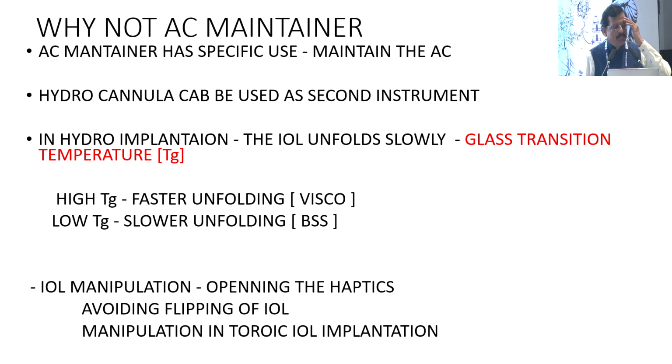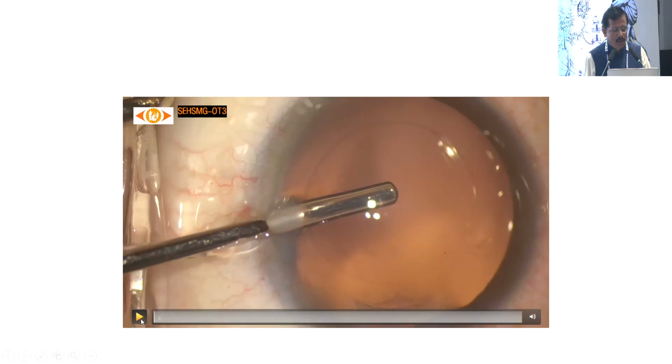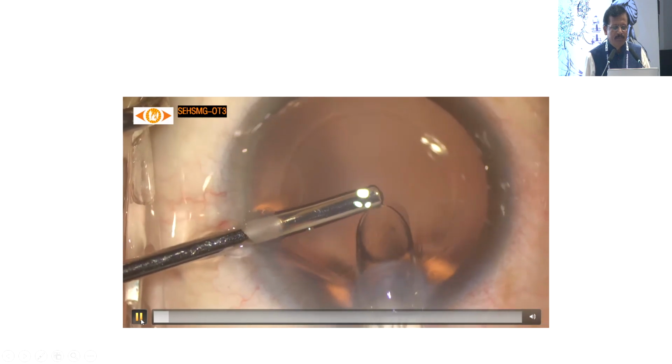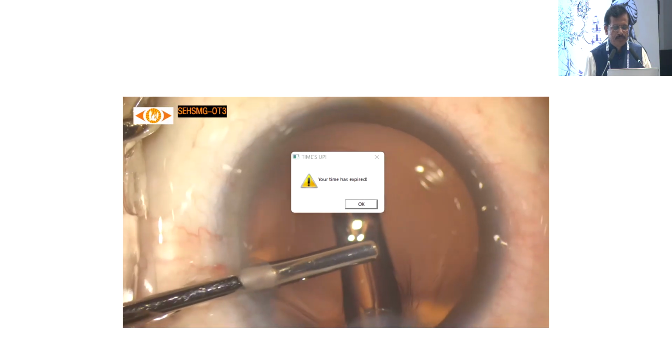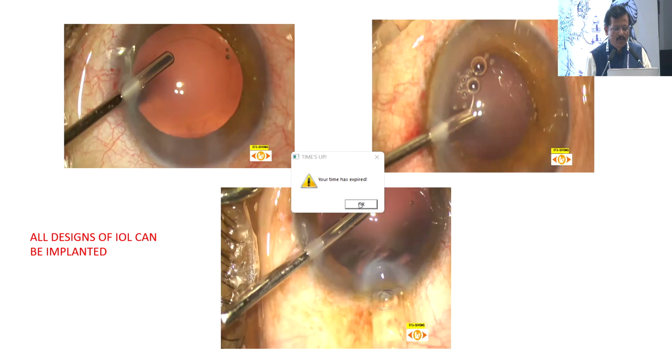In hydroimplantation, the IOL unfolds slowly because of the glass transition temperature, that is Tg. The higher the Tg, the faster the unfolding of the IOL, that is in visco, and the lower the Tg, the slower the unfolding of the IOL, that is under BSS. So this can be used for IOL manipulation, opening the haptics, avoiding flipping of the IOL, and manipulation in toric IOL implantation. This is one example. After the implantation of the IOL, the IOL unfolds slowly, so the cannula can be used for unfolding it.